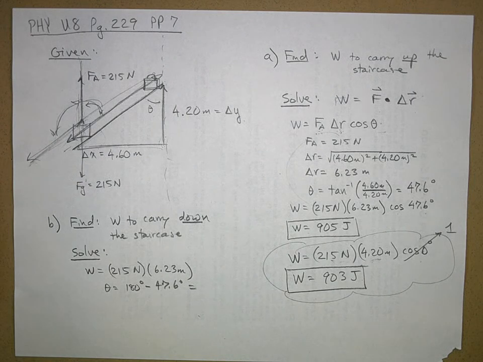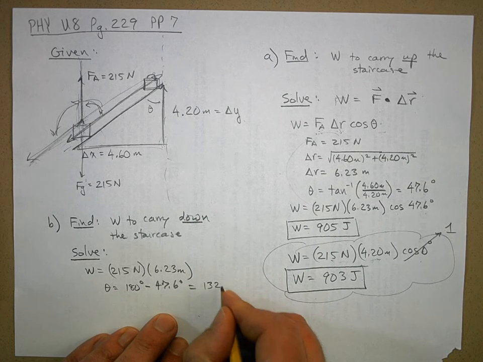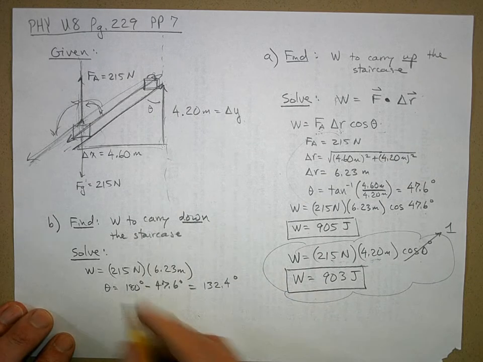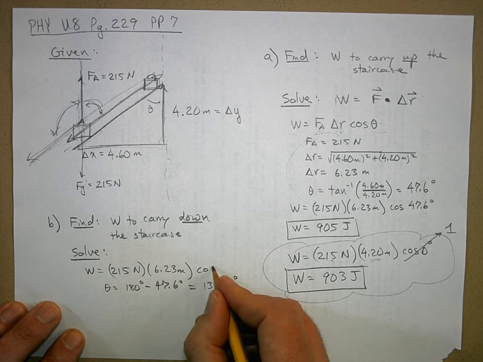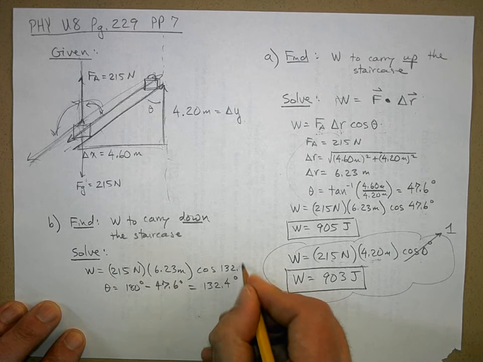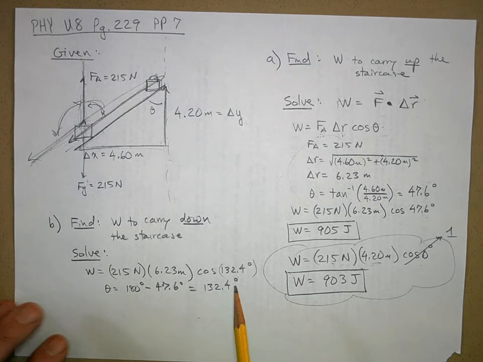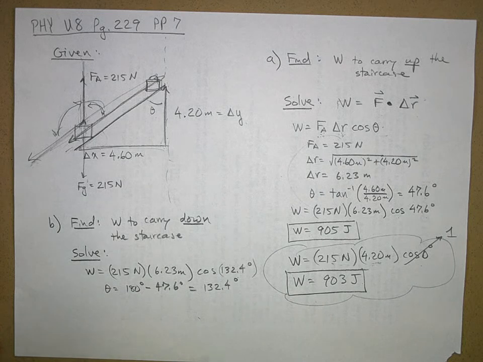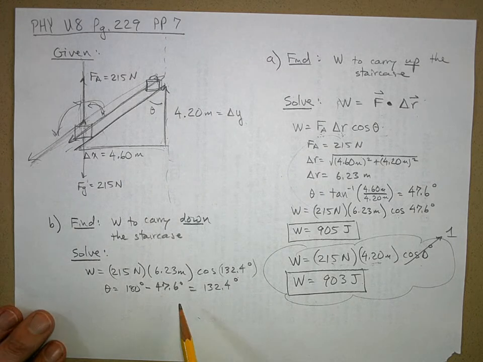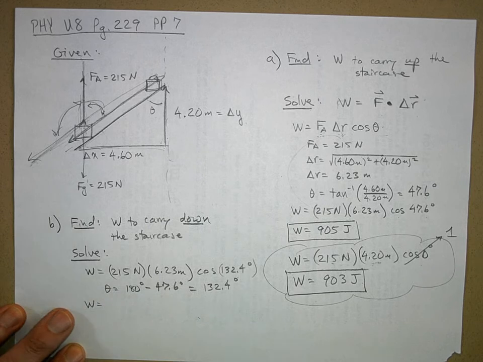So 180 minus 47.6, and I get 132.4. And so I'll multiply by the cosine of the angle between them, 132.4 degrees. Now, of course, in your trig class, you should know that for supplementary angles, the cosines are the same but opposite in sign.